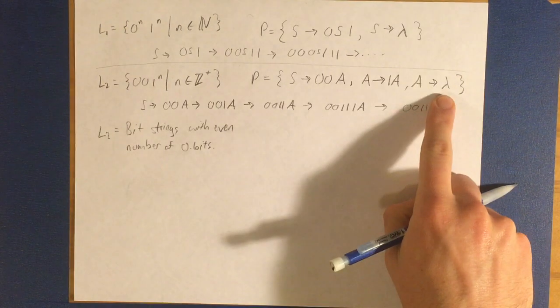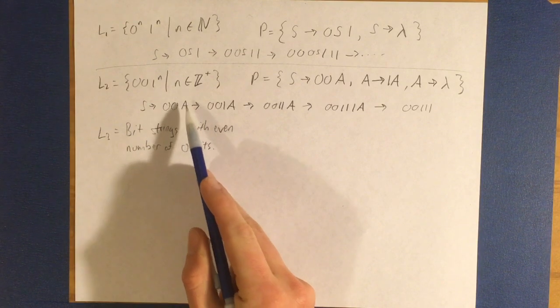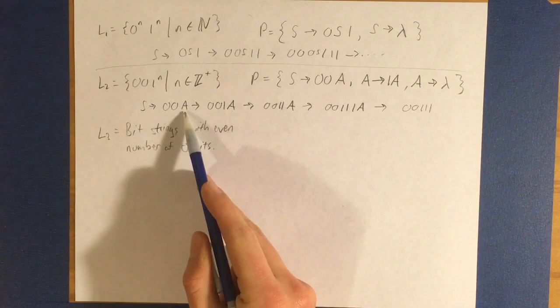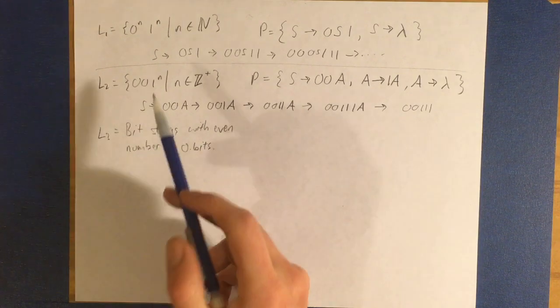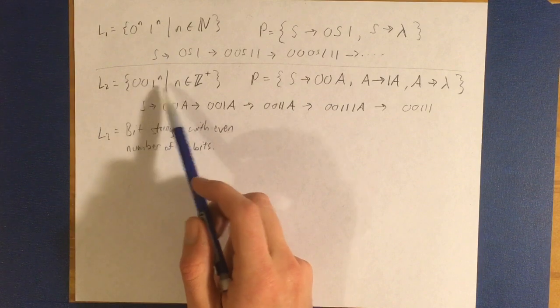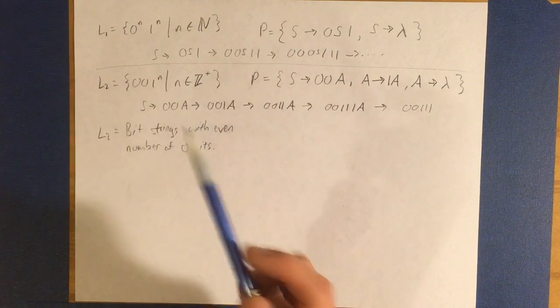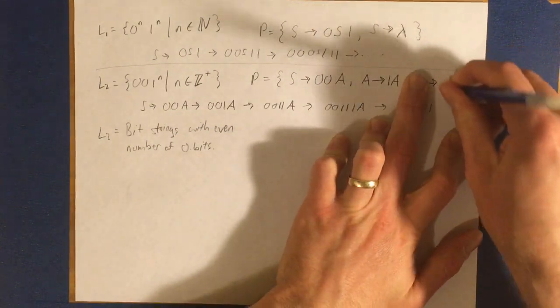But the problem with lambda is that back in the beginning, when I had my 0, 0A, I could have replaced this with lambda immediately, and then I would have ended with just 0, 0. And that isn't actually a string in my language, because I'm supposed to have at least one 1 in this language here.